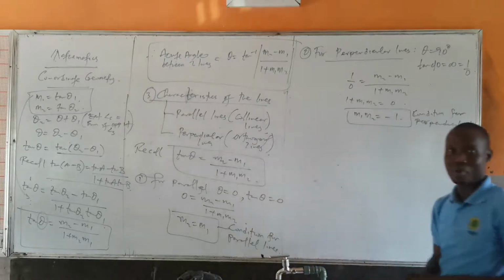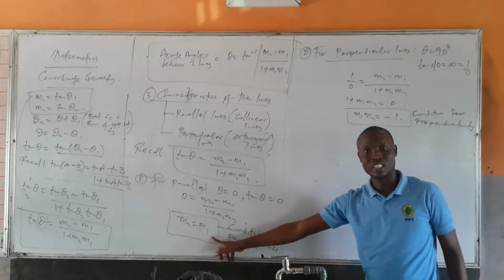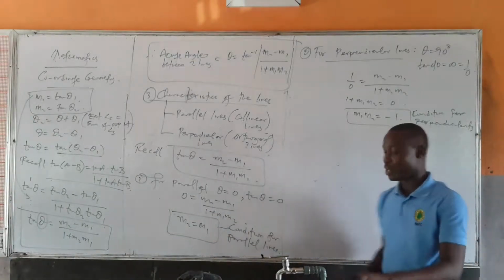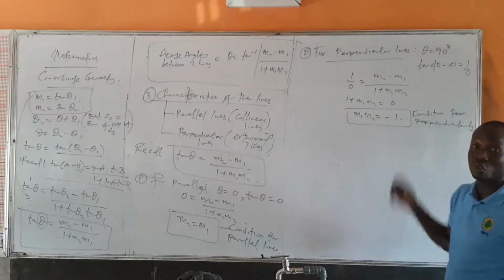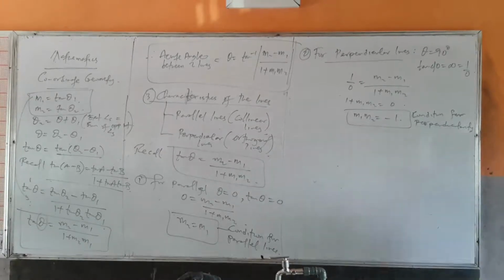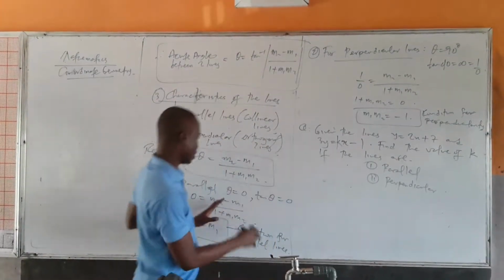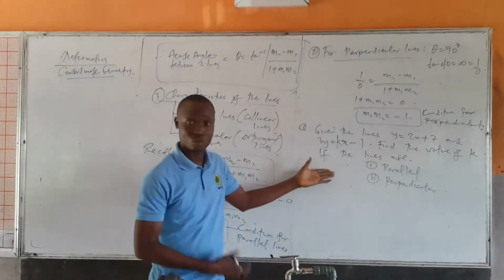So for two lines to be parallel, what does it mean? That simply means their gradients must be the same for two lines to be parallel, and for them to be perpendicular, multiplication of their gradients must give you minus 1. So the application of the condition for parallelism and the condition for perpendicularity can be tested in this question here.